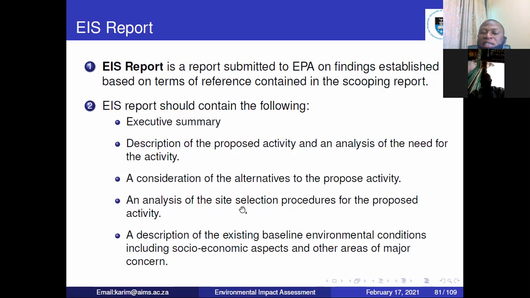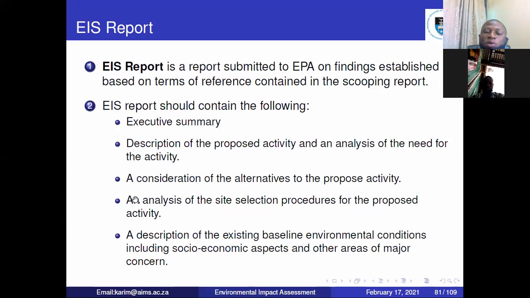An analysis of the site selection procedure for the proposed activity. You want to bring in a project, so you have to analyze the area. If I bring this project into this area, because students are here, they will buy my product or they will patronize my product. I want to build a hostel here. You analyze the site, the selection procedure. So you have to consider all this.